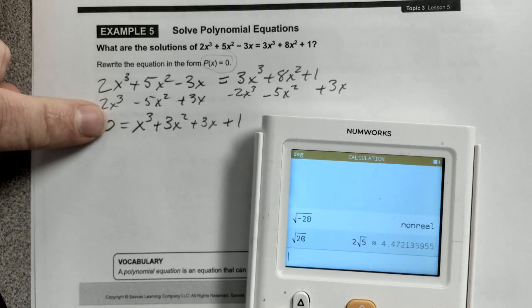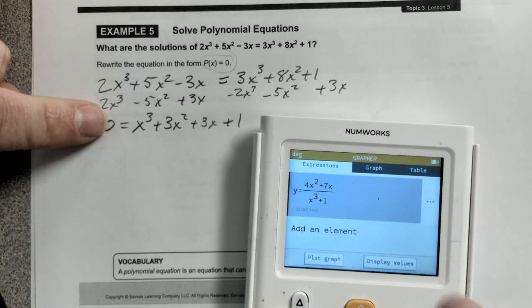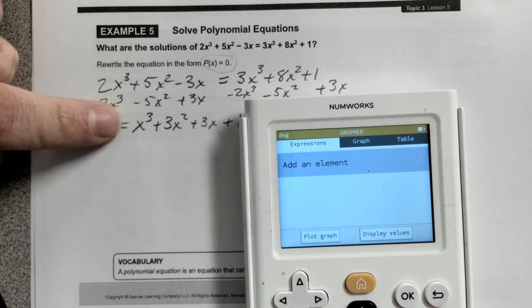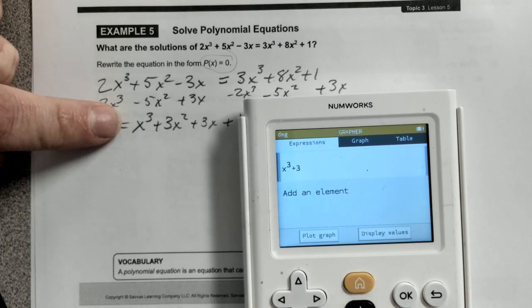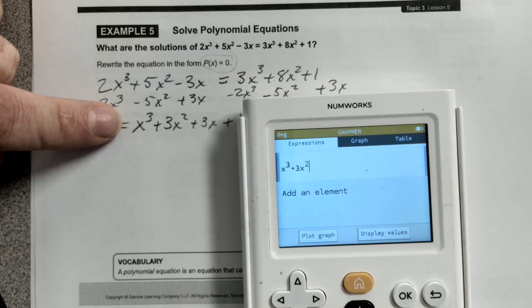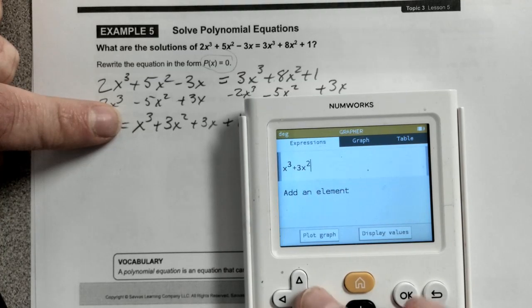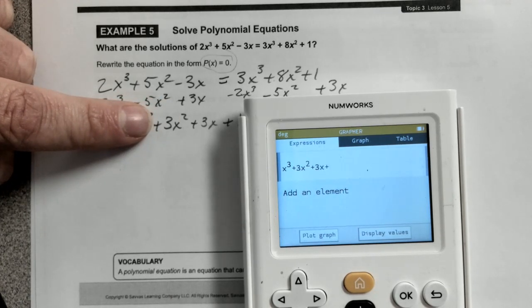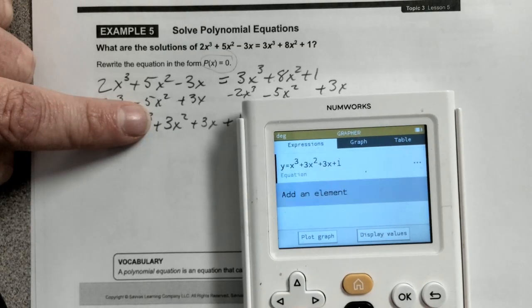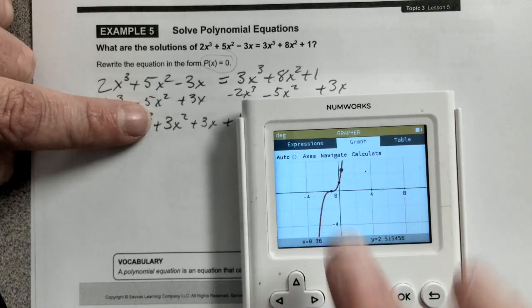So we go to our home base. I'm going to graph. Let's clear that out. So we need x to the third, arrow, plus 3x squared, arrow over, plus 3x plus 1. And now I want to go graph. So hit OK, OK, OK. Go graph. Ooh.